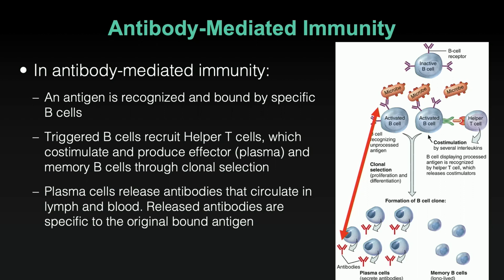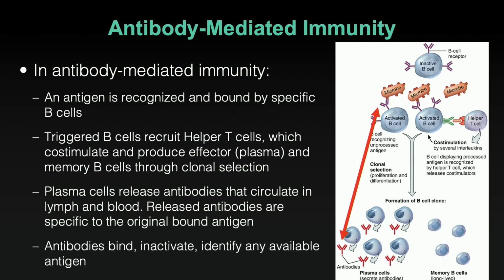We want these new antibodies to bind to and target the original microbe. So because the receptors responded originally to the microbe, the antibodies that are produced later will seek out and bind that same microbe. And they bind it, they inactivate it, or they flag that microbe for destruction by other helper cells in the immune system.